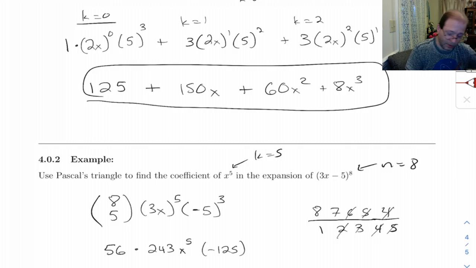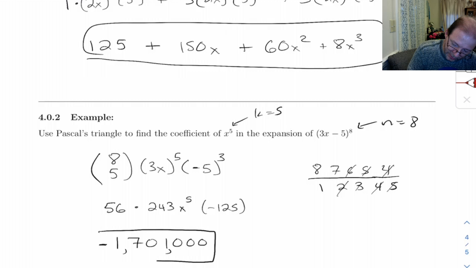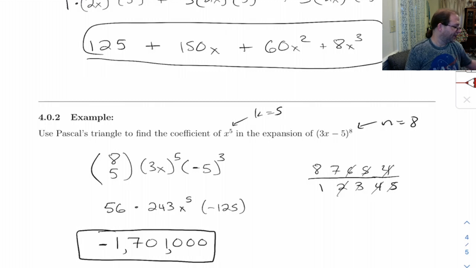It's negative. And now I need my calculator. 56 times 243 times 125. Oh wow, this is huge. 1,701,000. So the coefficient of this is negative 1,701,000. And we're able to do that just quickly with nothing but a hand calculator.